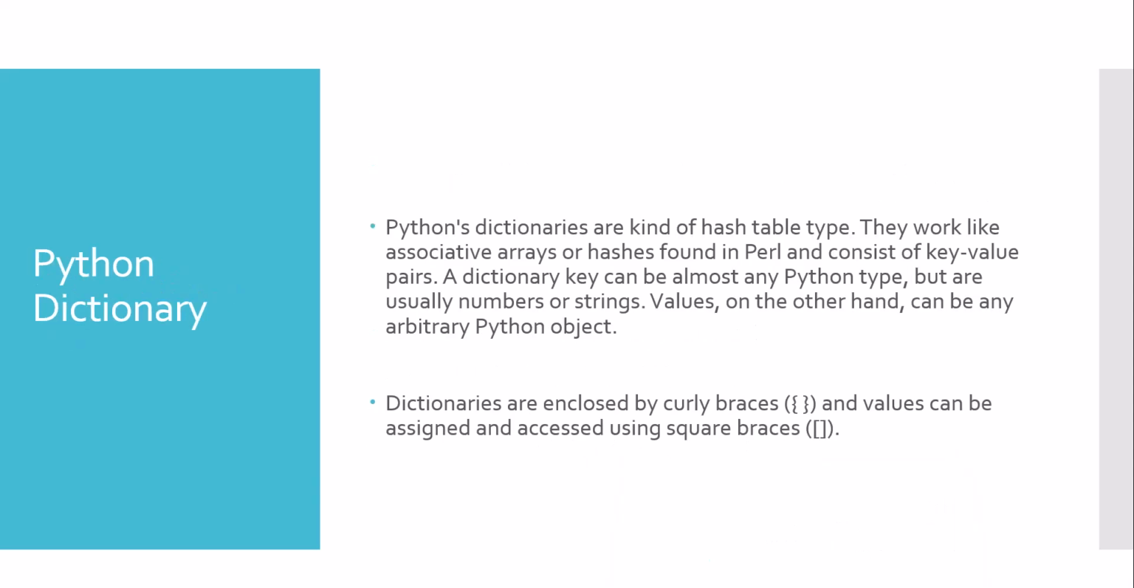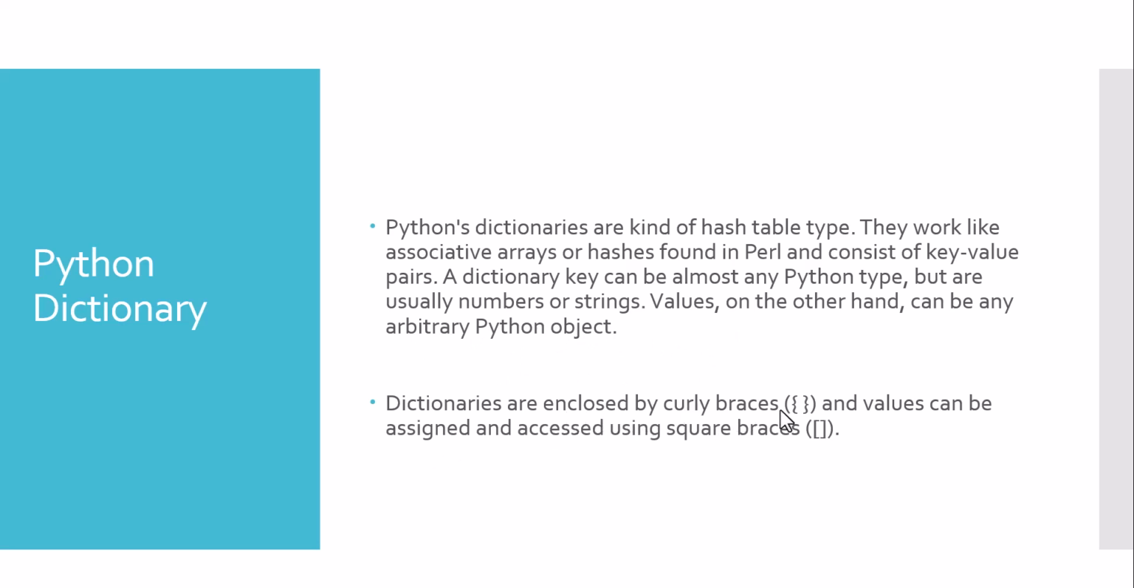Python dictionary. Python dictionaries are kind of hash table type. They work like associative arrays or the hashes found in Perl, and they consist of key-value pairs. A dictionary key can be almost any Python type, but is usually numbers or strings. Values, on the other hand, can be any arbitrary Python object. Means in Perl key-value pairs were available, but a dictionary key can be almost any Python type, data types, okay, but usually numbers or strings. Values can be an arbitrary Python object.